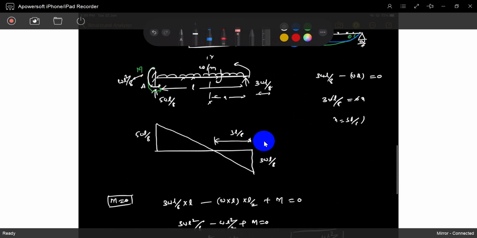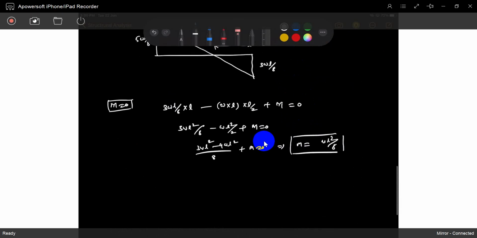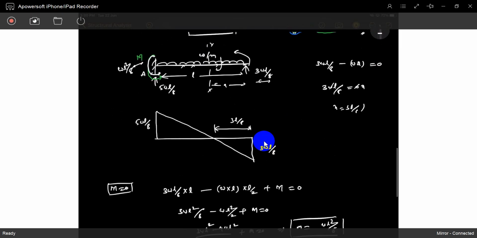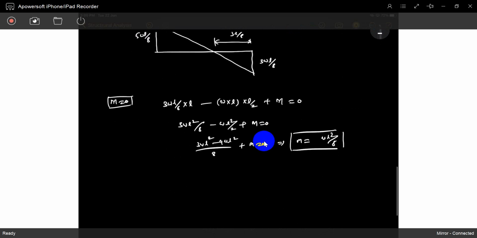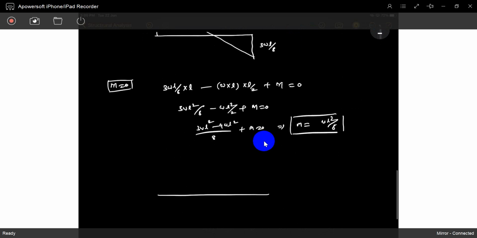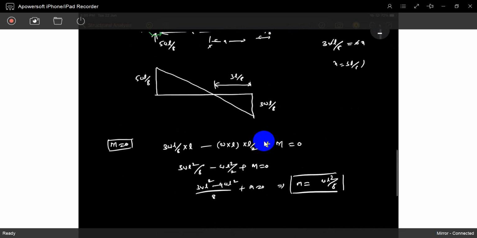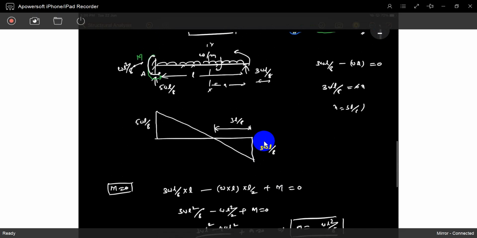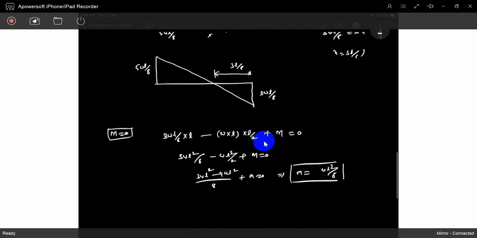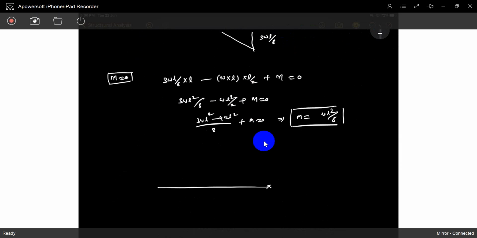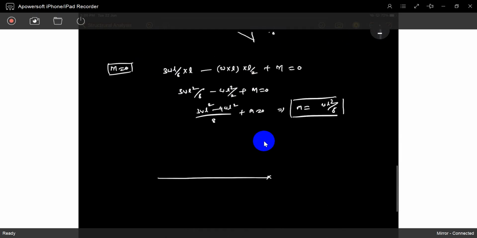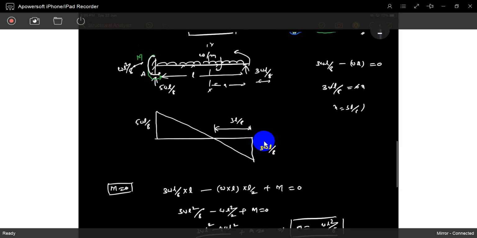So that moment is already known. Now draw the bending moment diagram. Just take it as a bending moment diagram, no need to do calculation. The bending moment at B is 0, and at A it is 3WL squared by 8.